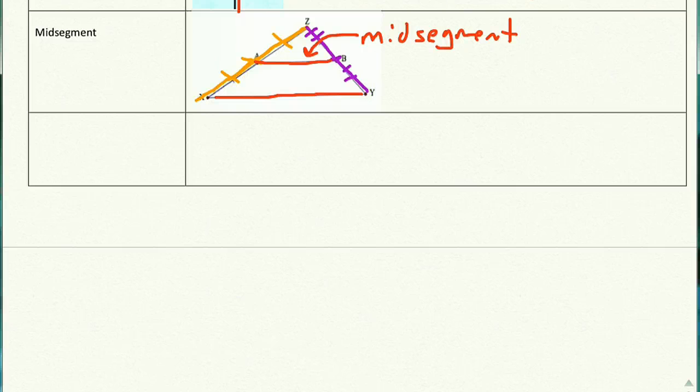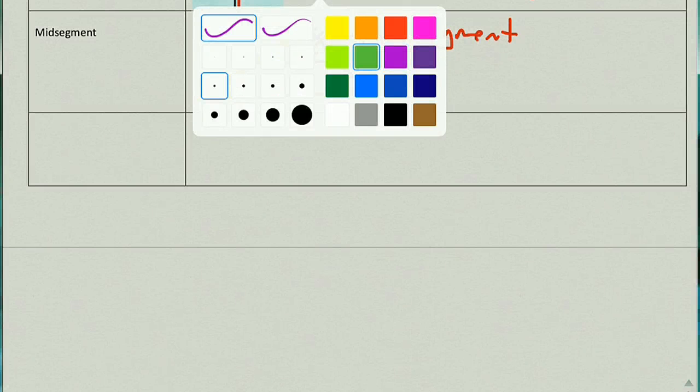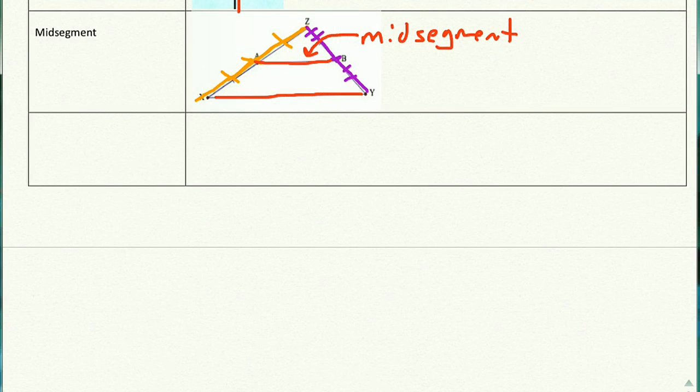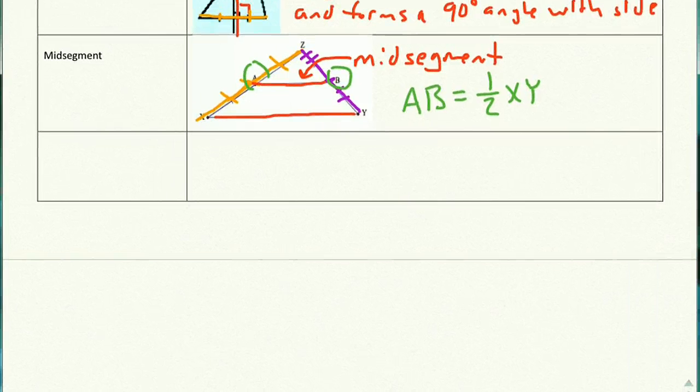Mid-segment has a couple interesting properties based on the way it's made. One of them is that the mid-segment is half the length of the segment it's parallel to. So AB, you can still read these letters here, that's an A and there's a B over here, AB is equal to 1/2 the length of XY. Another thing that's true about this is AB is parallel to XY.